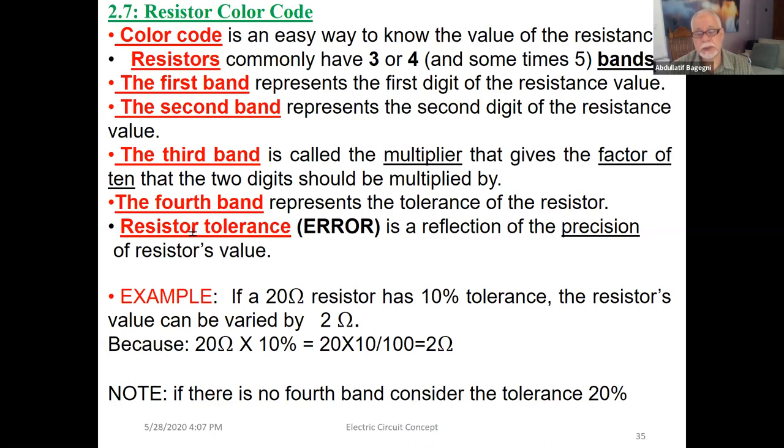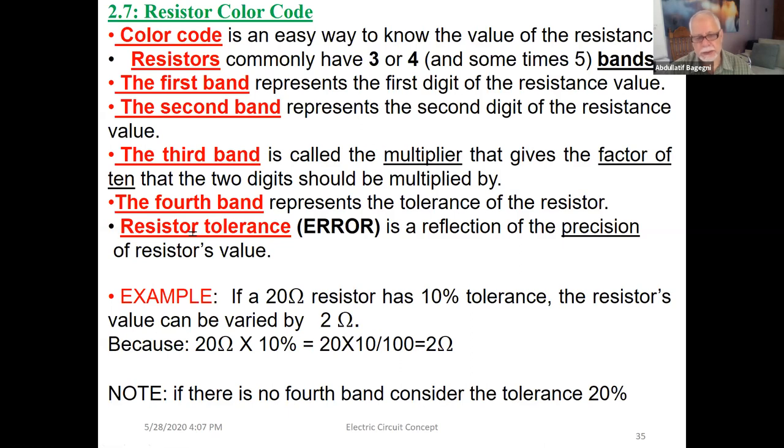The resistance tolerance, or the error, is a reflection of the precision of the resistance value. What is the precision of that resistance? Is there any variation when you measure the resistance? Do you find exactly the same value as you expect? For example, if a 20 ohm resistor has a 10% tolerance, the resistance value can vary by 2. You take 20, multiply by 10, divide by 100, and that gives you 2. So the range of the value that you might expect would be from 22 to 18. You add or subtract the tolerance: 20 plus 2 is 22, or 20 minus 2 is 18. So the expected value of the resistance could be from 18 ohms to 22 ohms.